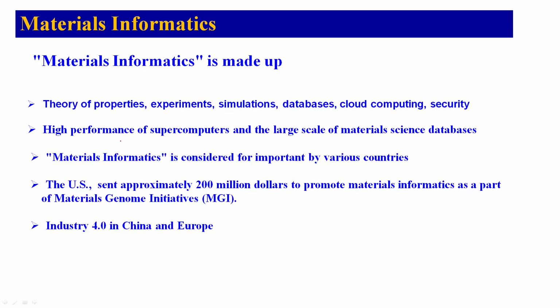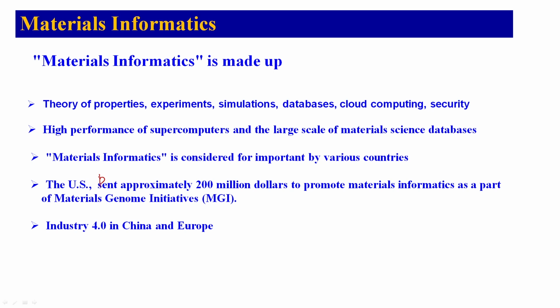So, it is clear to you that material informatics is made up of theory of properties, experiments, simulations, databases, cloud computing and security. High performance supercomputers and large scale material databases are the need of the hour. Without that we cannot handle informatics, and it is considered very important by every country in the world. Like in the US, it has spent almost $200 million to promote material informatics as part of the Material Genome Initiative or MGI.